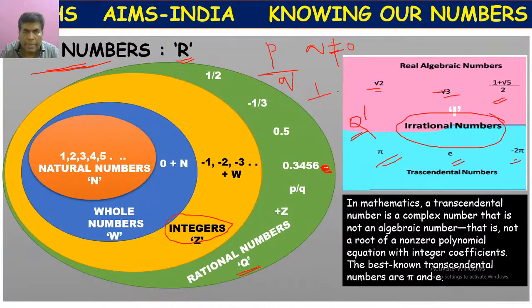Why? If we have 0 in the denominator place, then that value does not exist. So q should not be equal to 0, and this p comma q belong to integers. We can take any integer in the place of p by q, like minus 3 by 2. Real numbers means all these numbers together, they are called real numbers.